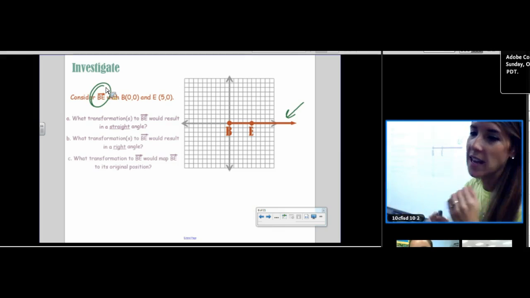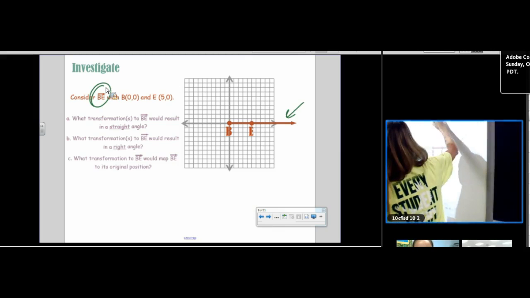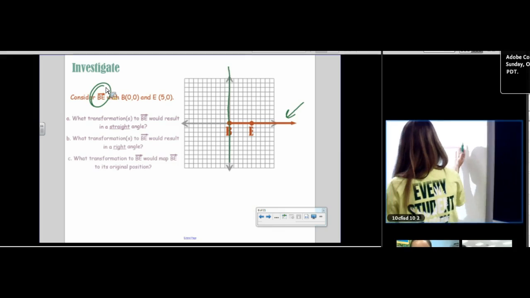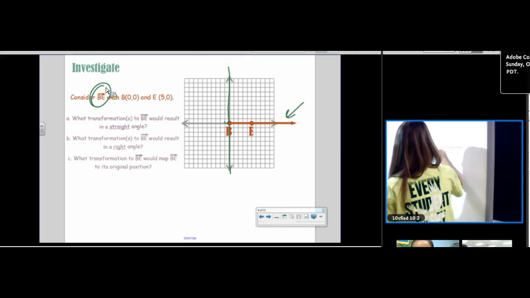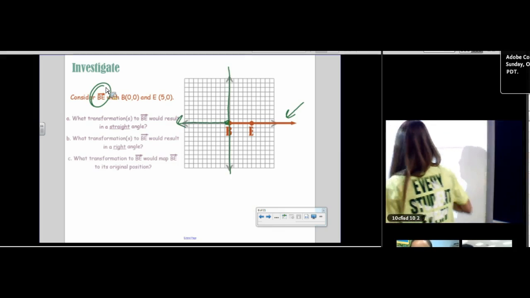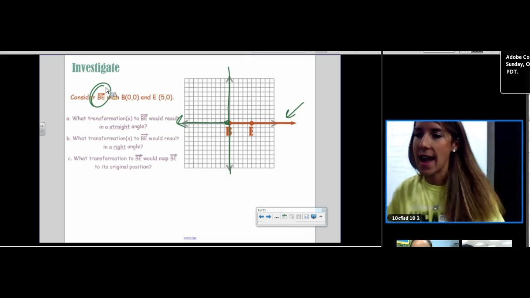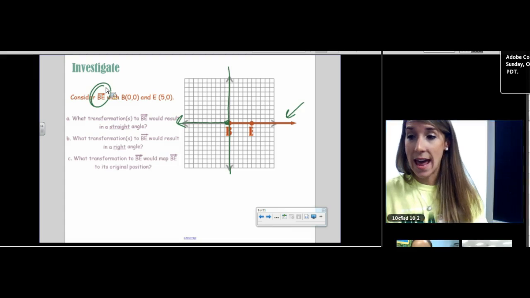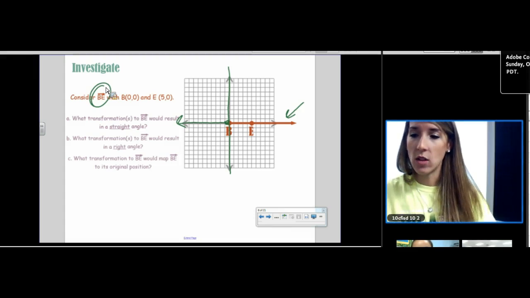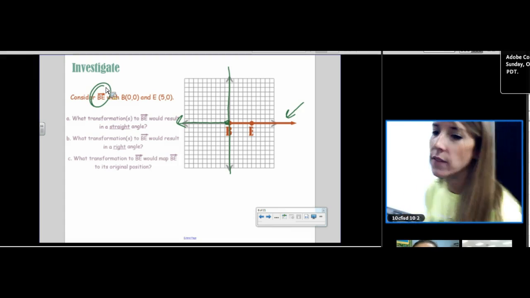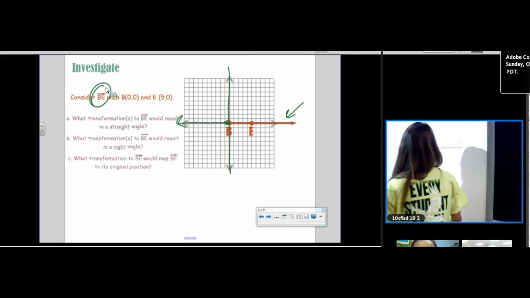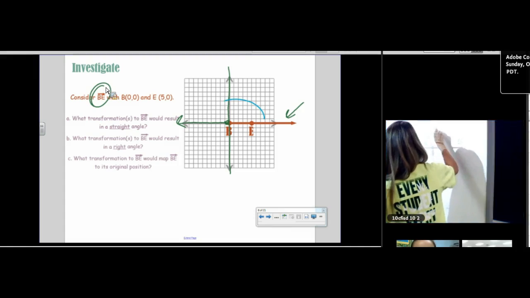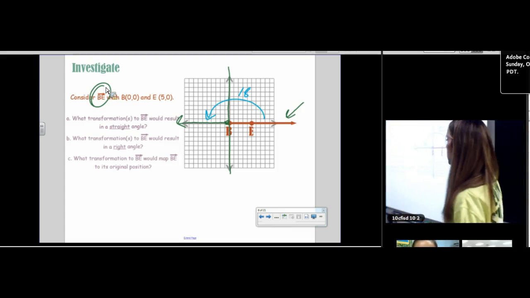So, good, Aaliyah. We could reflect the ray over the y-axis, and we would end up with a straight angle. What's the other way that I could create a straight angle out of that ray? By not reflecting. Very good, Aaliyah. You could rotate it 180 degrees.